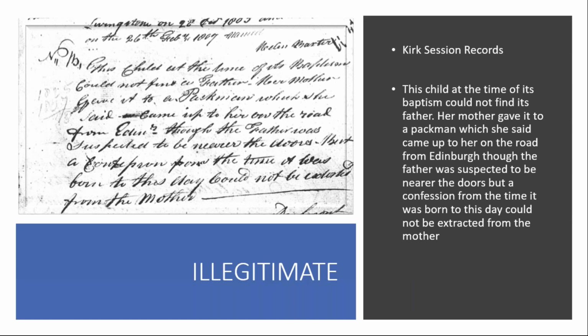So the mother was called before the Kirk Session, which is the court of the church, made up really of a board of elders. She was expected to fess up who the father was so that child support could be given from him rather than from the church. And regardless of the questions that she was being asked, she was not giving up the information.